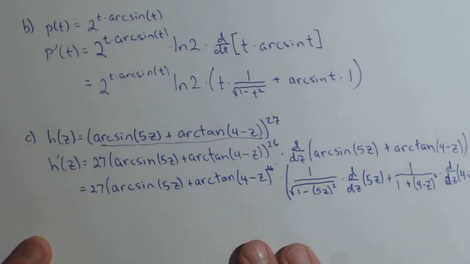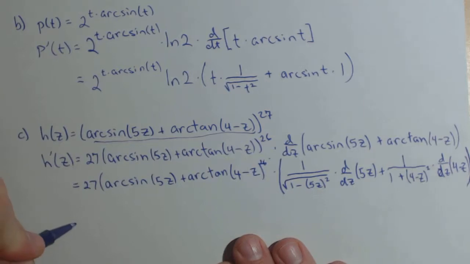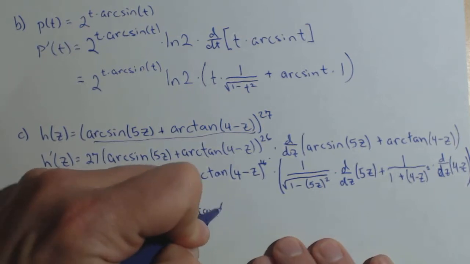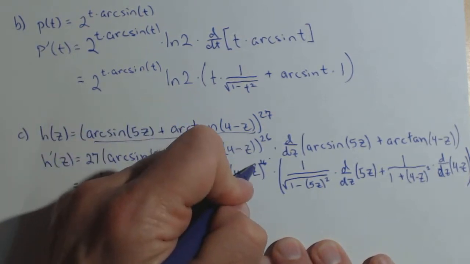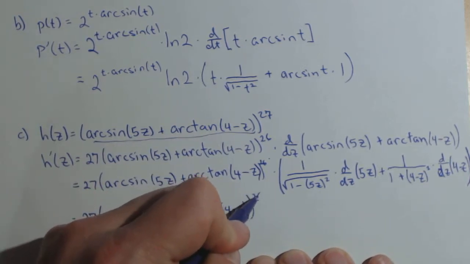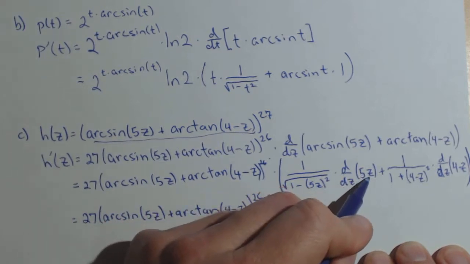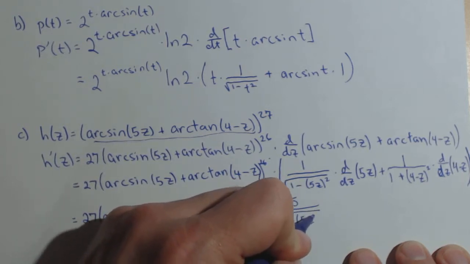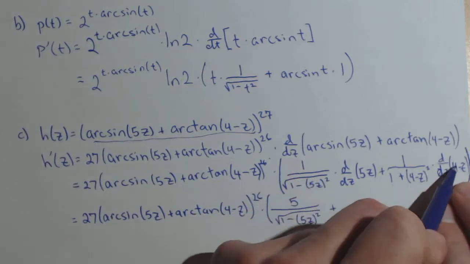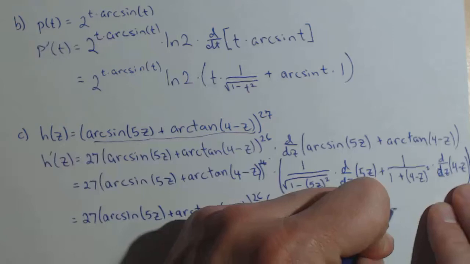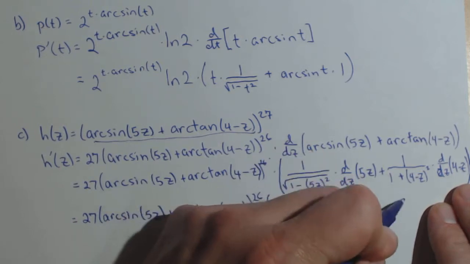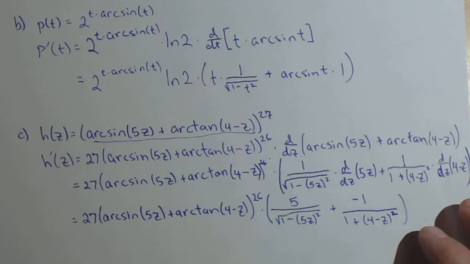Okay, one more step is to take all those derivatives. We have 2 more derivatives still to take. Now this first part is all the same, 27 arcsine of 5z plus arctan of 4 minus z, I'm missing a set of parentheses up on this one, to the 26th times. Derivative of 5z is just 5, so I'm going to put the 5 on top, over the square root of 1 minus 5z squared, plus the derivative of 4 minus z is just a negative 1, so negative 1 over 1 plus the quantity 4 minus z squared. And again, not much simplifying we can do, but we do have our derivative.